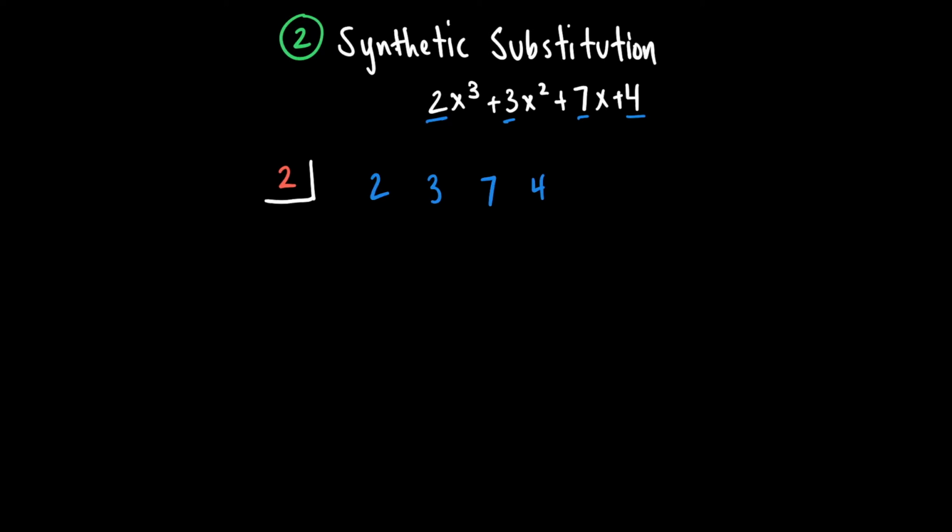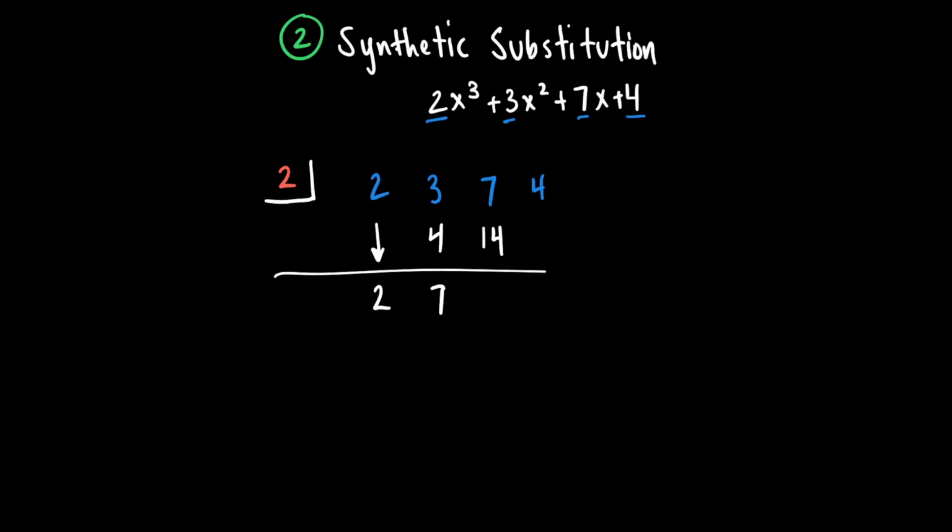And then watch this. You bring the first number down, and whatever number comes down, we multiply it by the number in the box. So we take 2 times 2, and put the result right here. 2 times 2 is 4. Then we add down: 3 plus 4 is 7. Then we multiply up again: 2 times 7, which is 14.